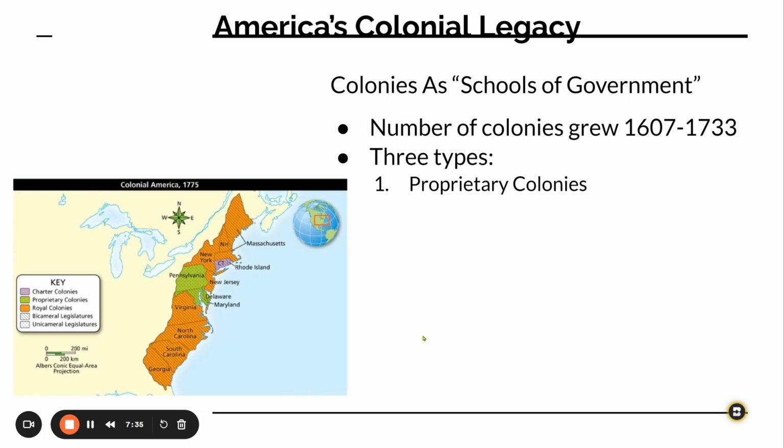We're going to start with proprietary colonies. And for each type of colony, we're going to talk about how many there were in 1775, because we need a common time period for all this. The colonies could change type over time, and they certainly did. By the time we get to 1775, the only proprietary colonies are Pennsylvania, Maryland, and Delaware, with Pennsylvania being the most famous, named for William Penn, and the most famous of the proprietors.